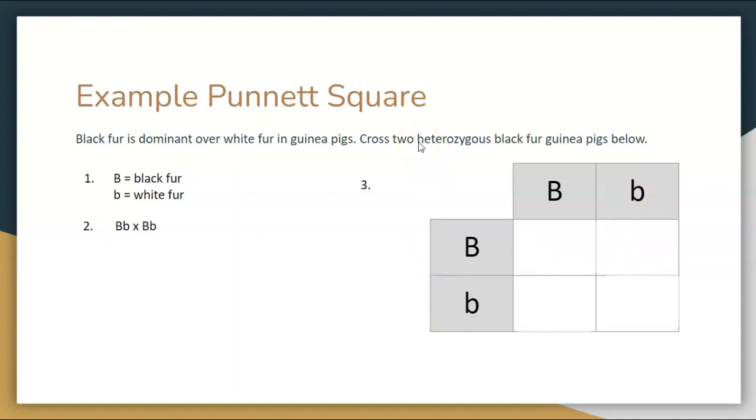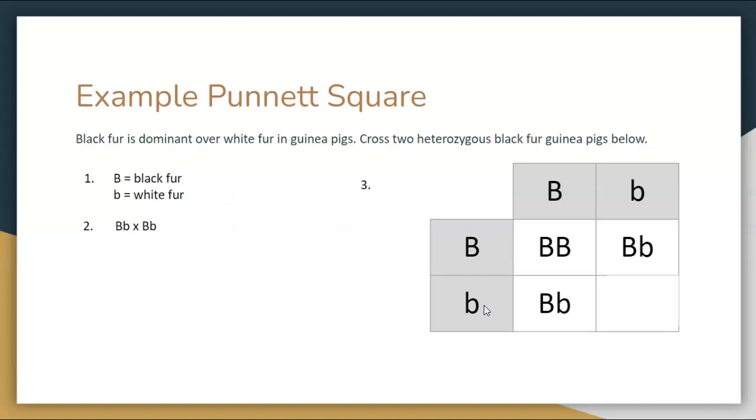So in this first box, I have a capital B and a capital B. They're going to intersect together, and that's exactly what I'm going to write. In this second box, I have the capital B from one parent and the lowercase b from the other parent, and so I have a heterozygous genotype. In the third box, I have the lowercase b from one parent and the capital B from the other.